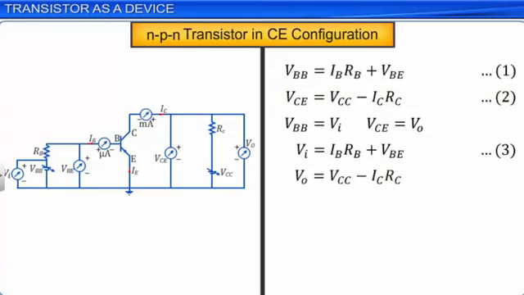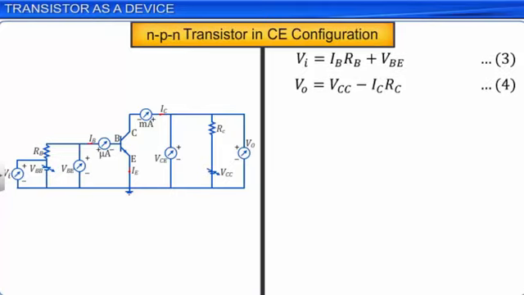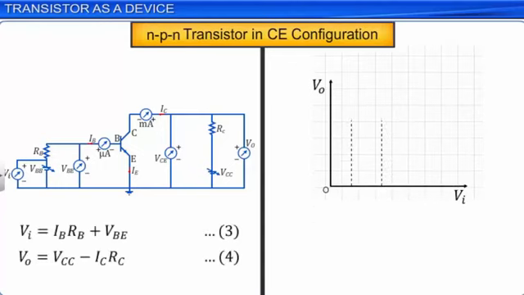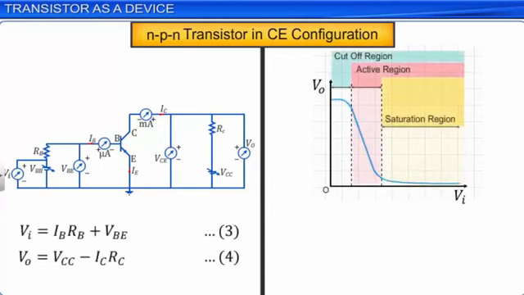Let us now discuss the change in the output voltage, VO, with the change in the input voltage, VI. In case of a silicon transistor, the cutoff voltage is 0.6 volts. As long as the input voltage VI is less than 0.6 volts, the transistor is in the cutoff state and the collector current IC is 0.